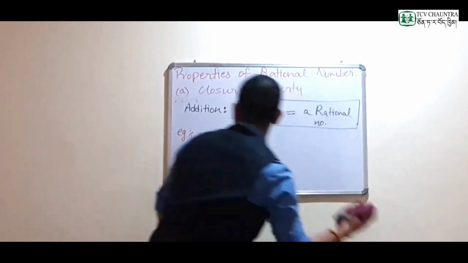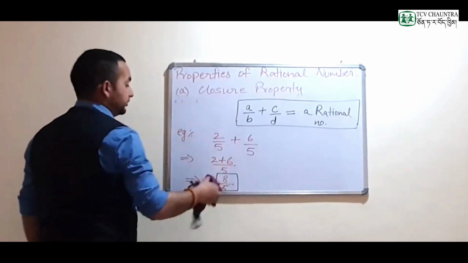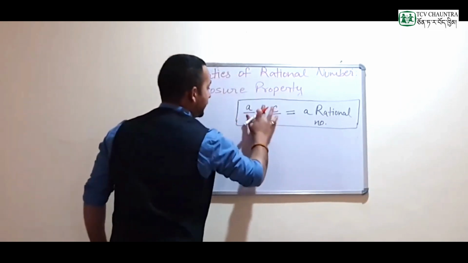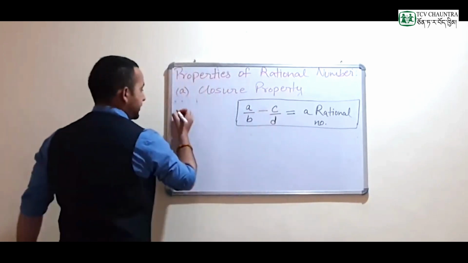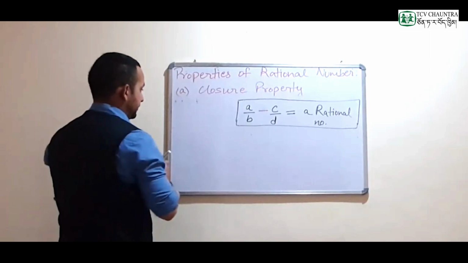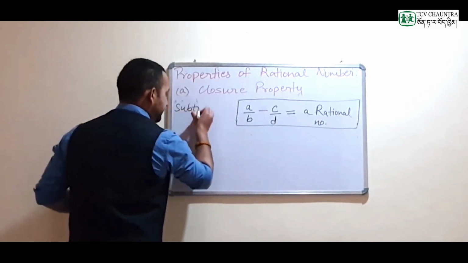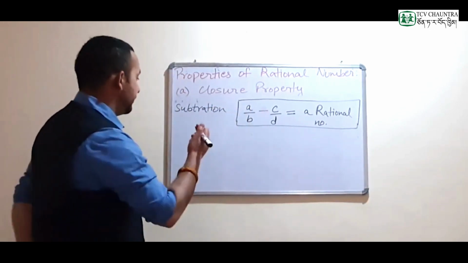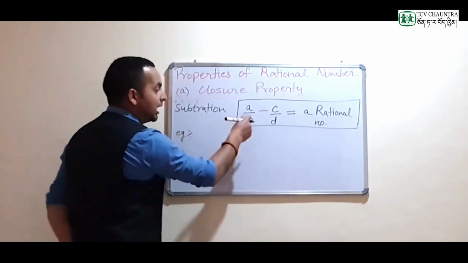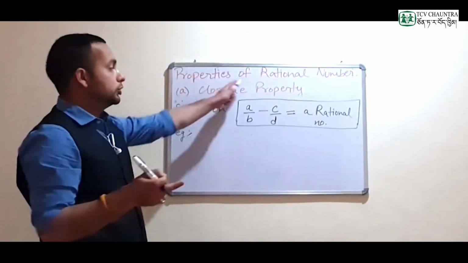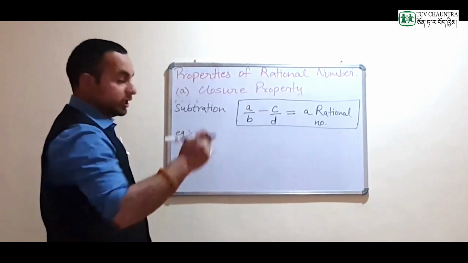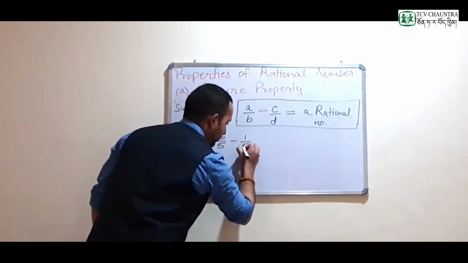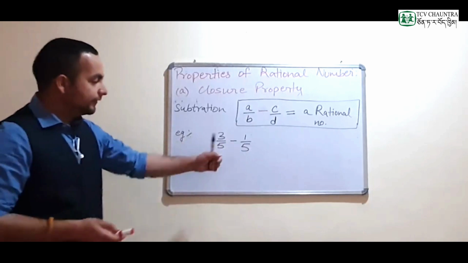Now we are going to talk about subtraction. The formula is same, but the only difference is the operation. So again we will take an example, with the help of this formula, to check whether closure property is applicable for subtraction or not. Now let's take an example: 3 upon 5 minus 1 upon 5.